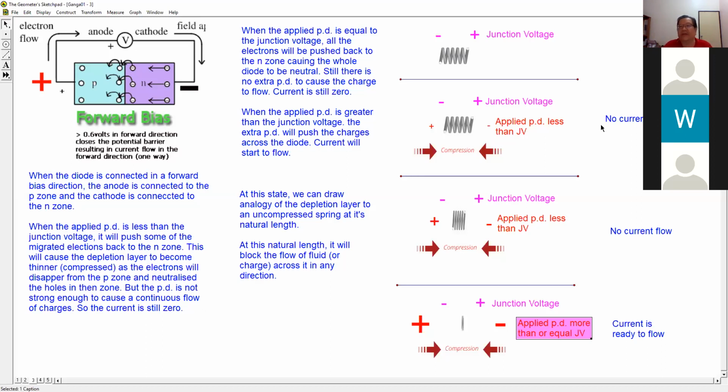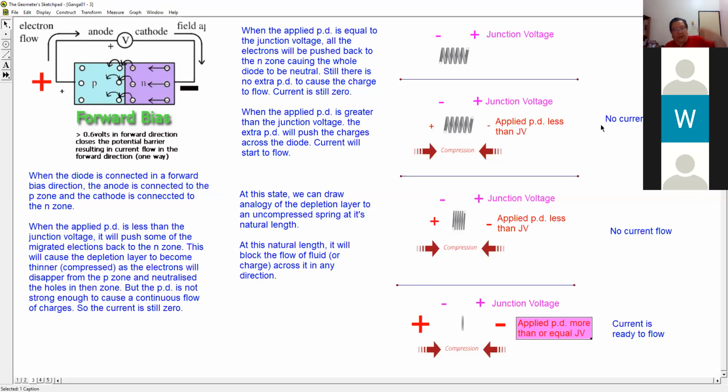So compress it. But if you apply a small voltage, let's say less than 0.1 for germanium, it's not enough. The energy is not enough to overcome this depletion zone. You're not able to push it back altogether. So it's just like pushing it back a little bit.